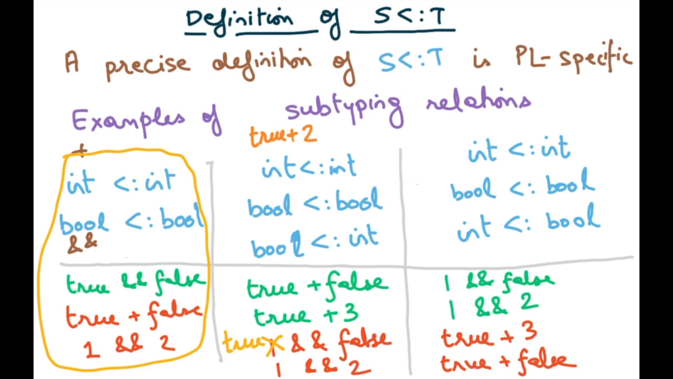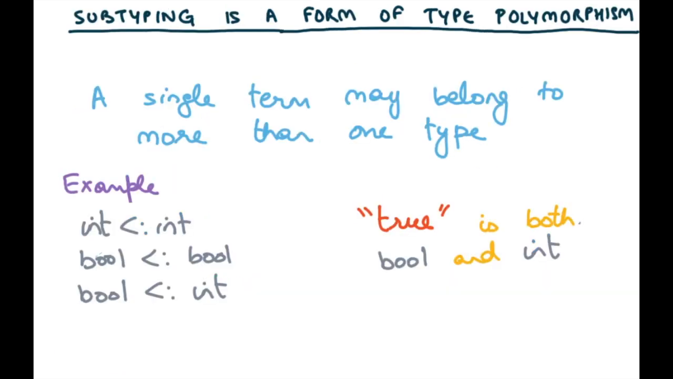So the subtyping relation is used to disambiguate the correct expressions, the type correct expressions, from the type incorrect expressions. And depending on how you choose the subtyping relation, you mandate what is correct and you specify what is correct and what is incorrect. So notice that subtyping is a form of type polymorphism.